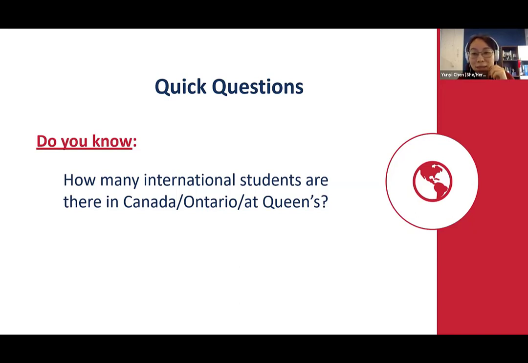Okay, my colleague Yasmin says 900,000 in Canada, 300,000 in Ontario, 3,000 at Queens. Okay, in Canada, I have 2 million. Okay, at Queens, I have 2,000. Okay, how about others in the session today? How many international students do you think we have?